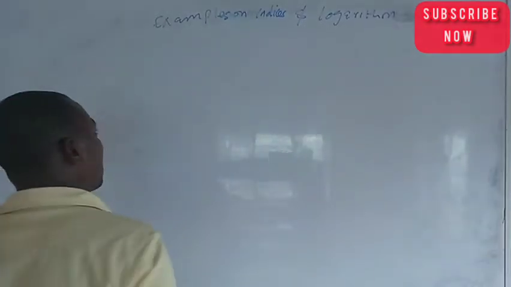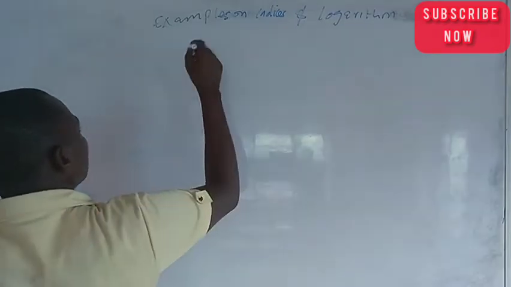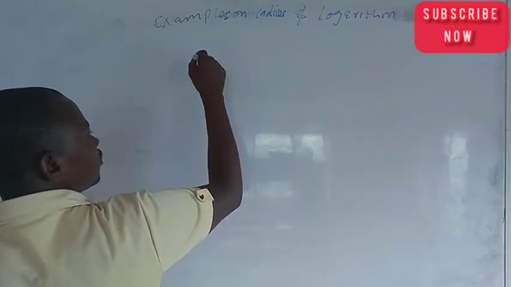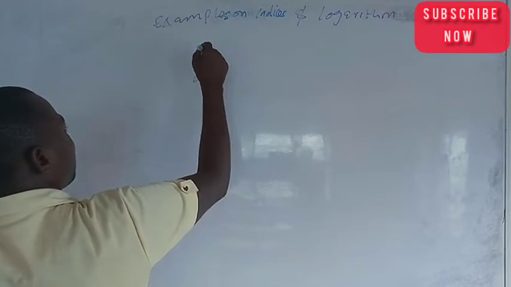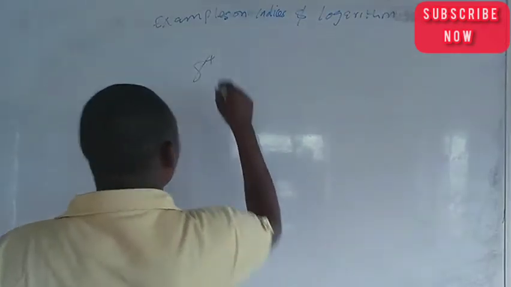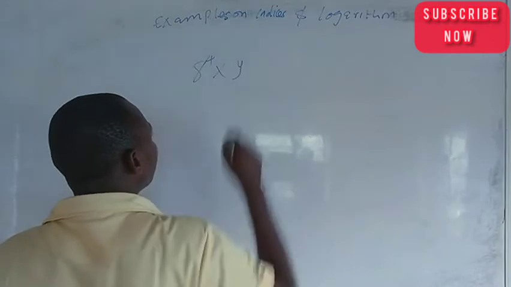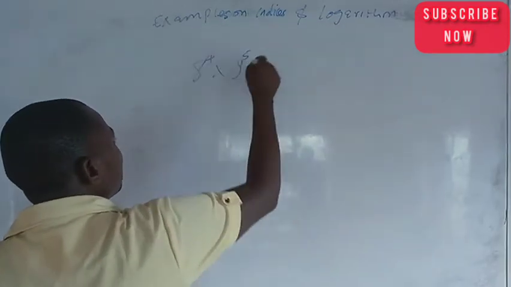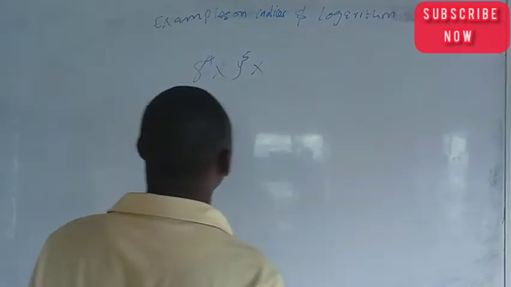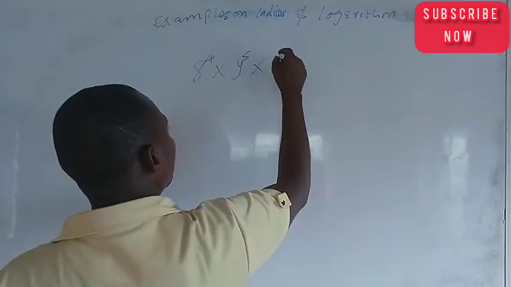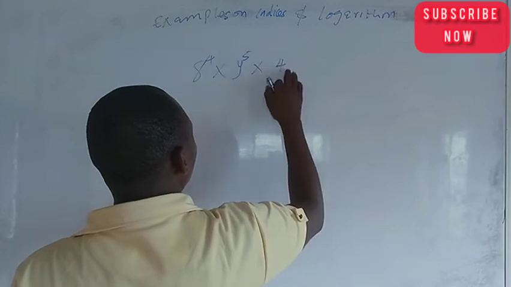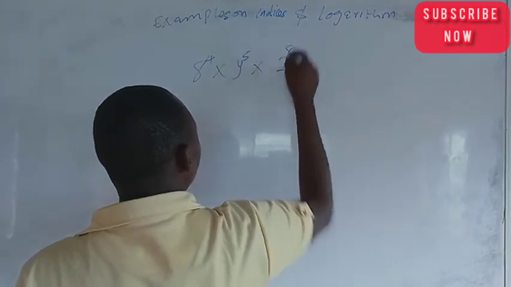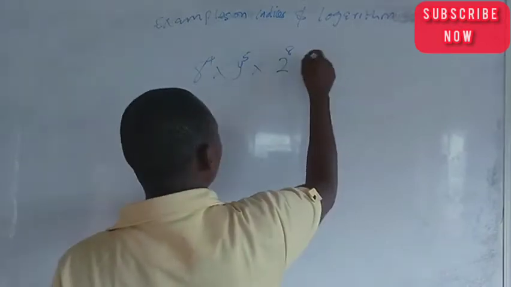Example 3. Let's assume we are given 8 to the power 4 times y raised to the power 5 times 2 raised to the power 8 equals 7.